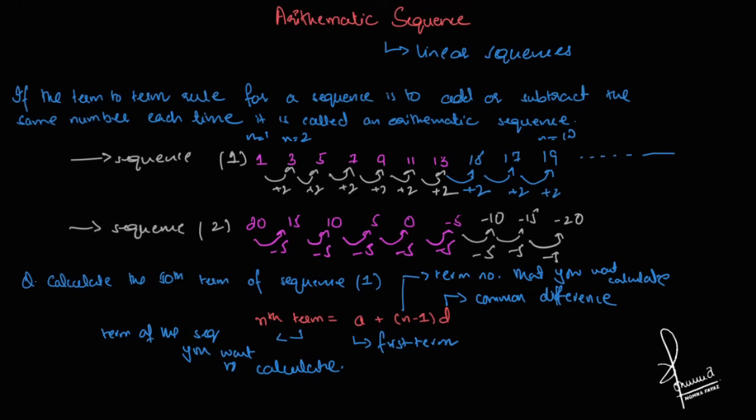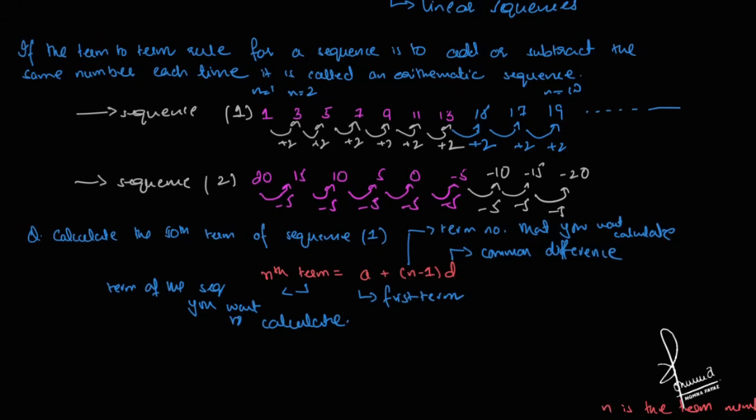Okay, for example, you want to calculate the 50th term of sequence 1. Which sequence 1 do you have? It's this sequence over here. So I have to find the 50th term, and I'm going to use this formula. Now in this formula, what will a be for sequence 1? a is the first term. The first term of the sequence is 1. You can see that the sequence starts from the term 1. So a in this case is equal to 1.